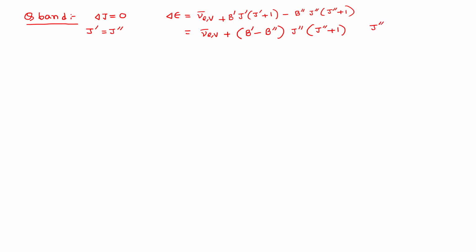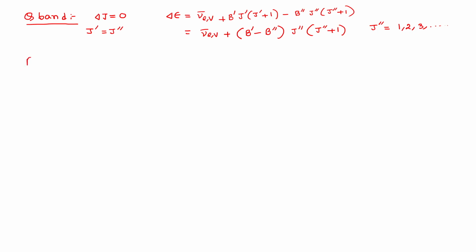Here J double dash can be 1, 2, 3, and so on. It can't be 0. Why? It can't be 0 because we already know from the selection rule that for delta J equals 0, 0 to 0 is not allowed. So J double dash will start from 1 to 3.